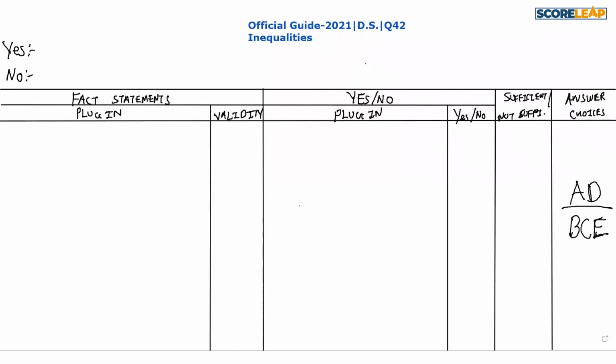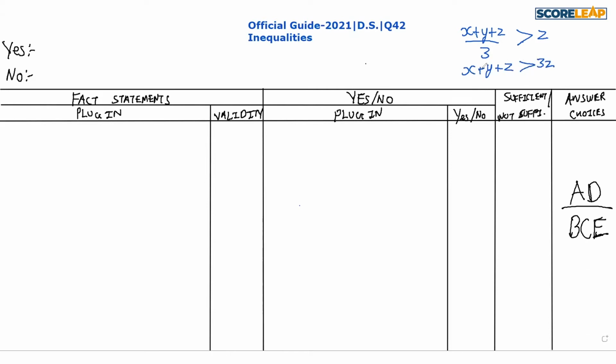Question 42. In this question, we are asked: is the average of numbers x, y, and z greater than z? The average of these three numbers is (x plus y plus z) divided by 3. Is it greater than z or not? 3 is a positive number, so we can multiply by 3 on both sides without changing the inequality sign. Is x plus y plus z greater than 3z?